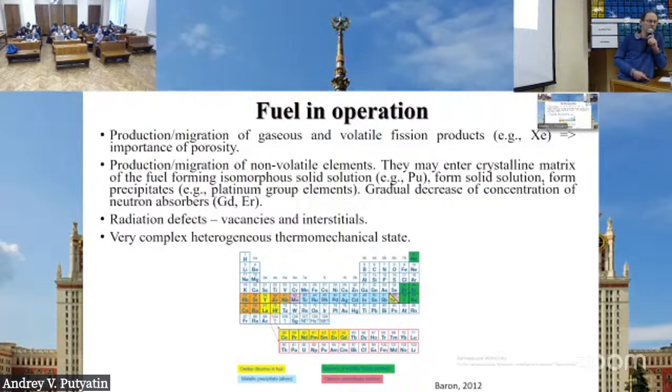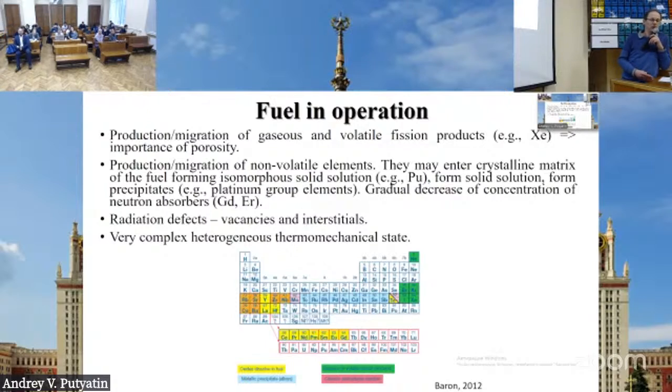This is isomorphic solution. So some elements can make solid solution without an isomorphism. Some elements, for example, platinum group elements, do not dissolve in the crystalline lattice of uranium dioxide, and they form precipitates which behave differently from the thermomechanical point of view. And of course, during the operation of the reactor, we have a gradual decrease of the concentration of neutron poisons.